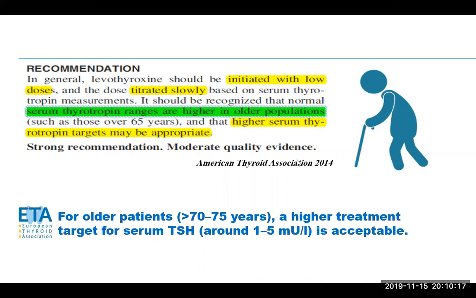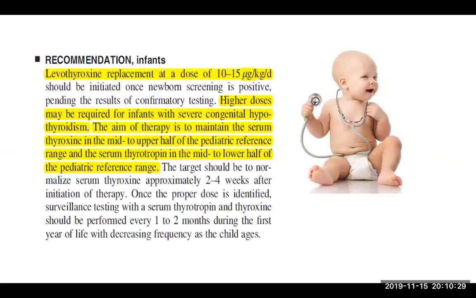In an older patient, more than 70 years old, of course the TSH reference range may be higher than in young adults. And of course, the replacement dose in the neonates is more than in the adults. We said that the replacement dose is 1.6, but in the neonate, the replacement dose is weight multiplied by 10 to 15 microgram per kilogram per day.